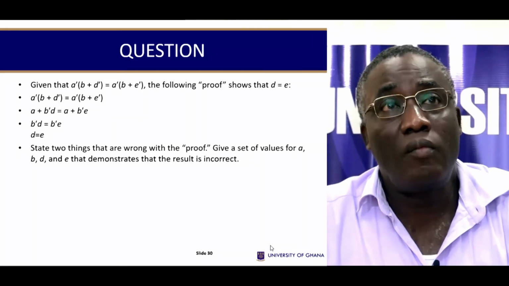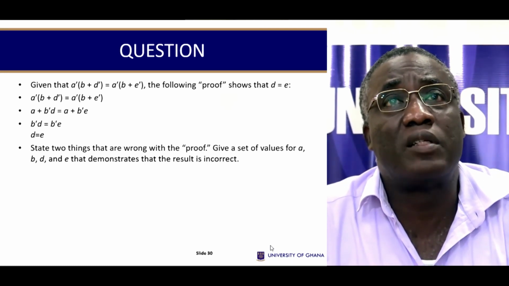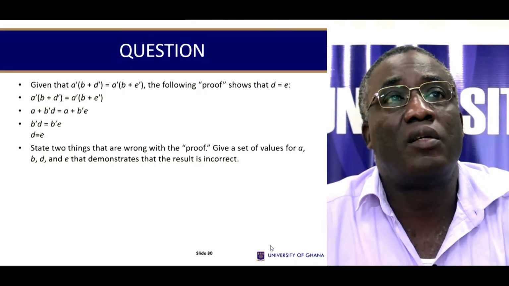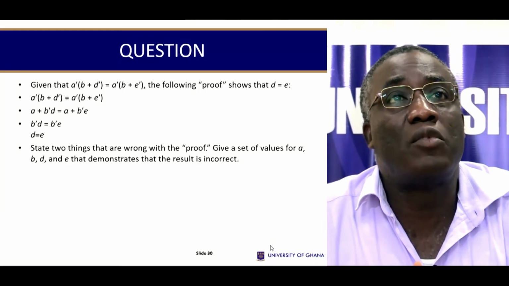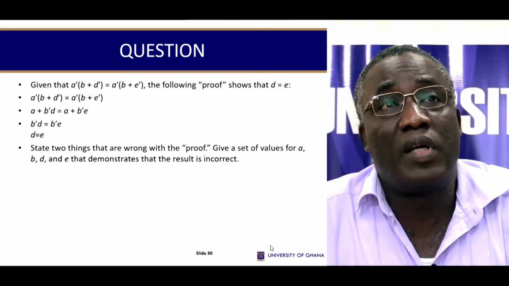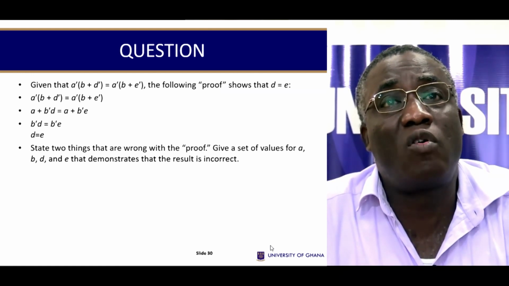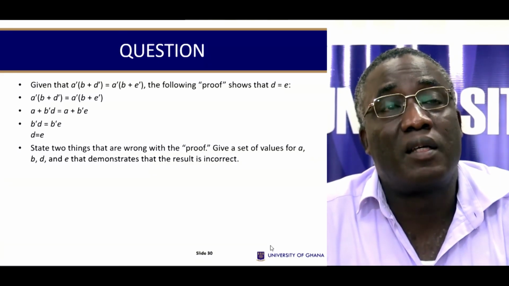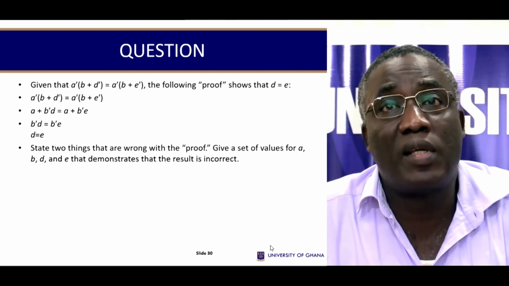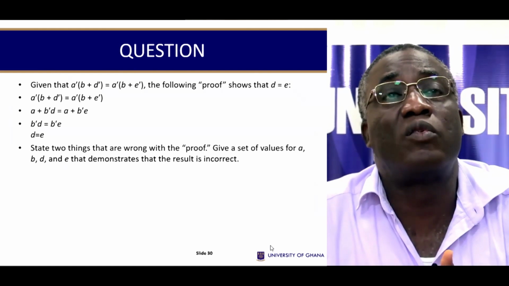Right. Something for you to think about and work on. Given the following function, show that D is equivalent to E, and then attempt the rest of the questions. This is supposed to be a proof. Now, there's a flaw in this. What is it? Can you show what is wrong with this proof? So this is a question you should attempt and see if you really follow this.